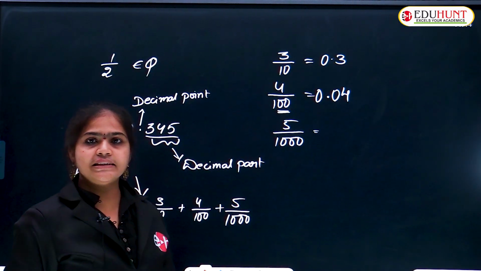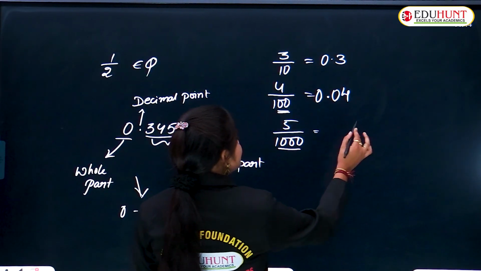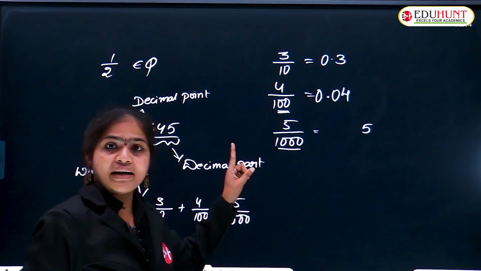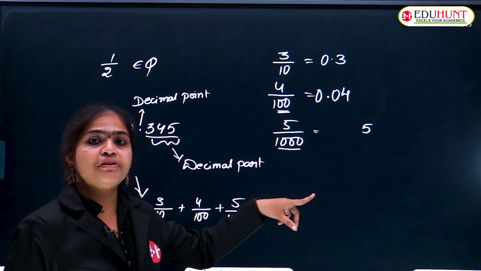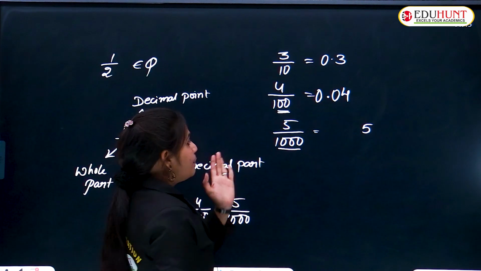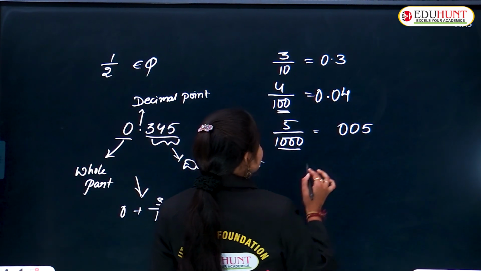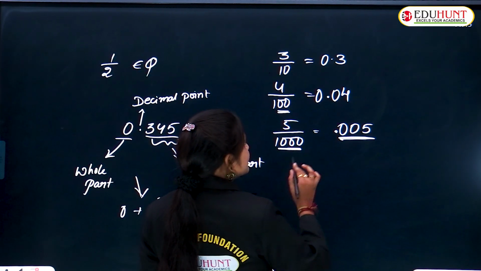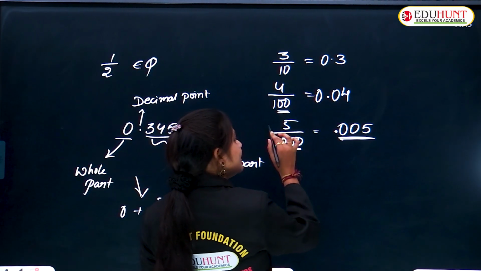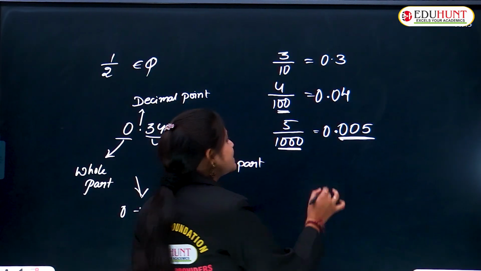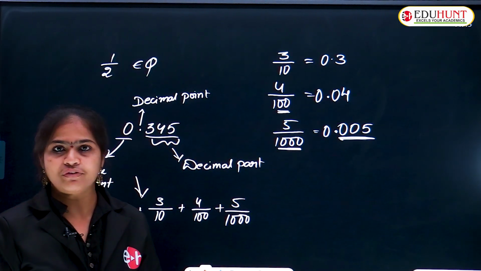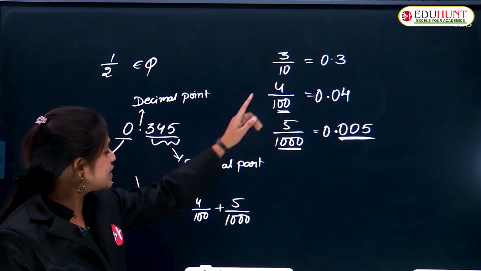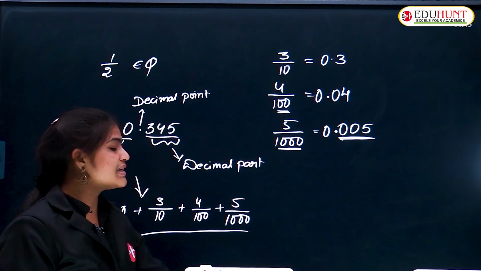How can we write 5 by 1000? See that here 3 zeros are there, which means we should have 3 decimal places. But here we have only one digit, that is 5. If you keep that 5 after 0, that is 50. 5 before, we have to keep the zeros. Why? Because 3 zeros are there, 3 places are there. 3 places before the decimal point, and before the point there is no other digit. That's why we have to keep that 0. 0.005. If you add 0.005, 0.04, 0.3, again you will get 0.345.